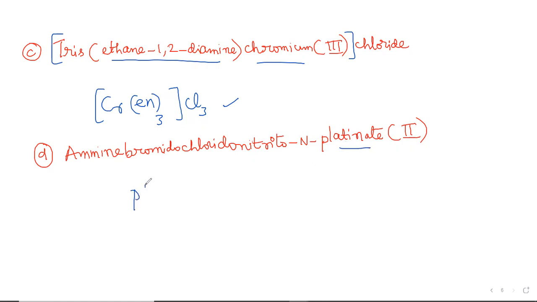We have the central metal, platinum. It is very clear. And this platinum is associated with the ligand amine. Amine means NH3 ligand, so we will write NH3 in a simple bracket. Bromido means we'll write Br. Chlorido means we'll write Cl. And nitrito N means we will write NO2. So this is the complex from the given IUPAC name of the coordination compound. Let us see the next one.